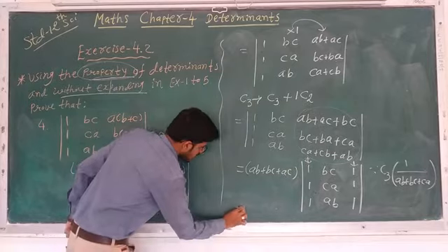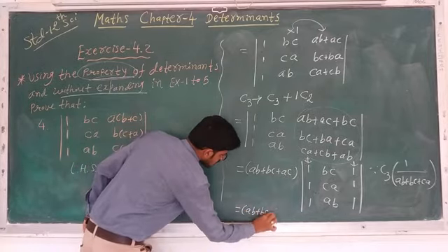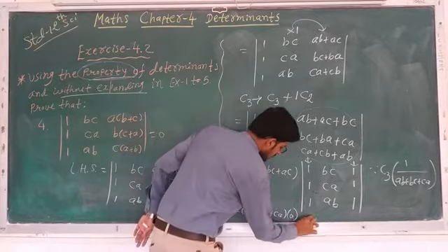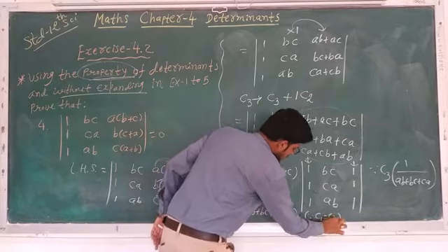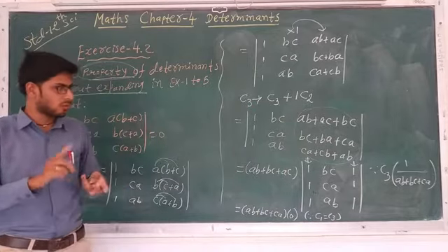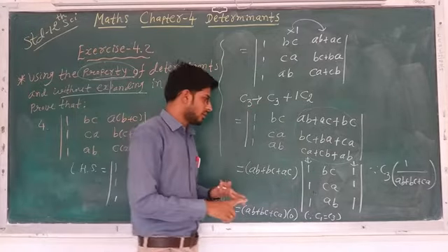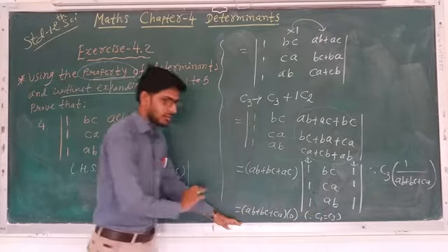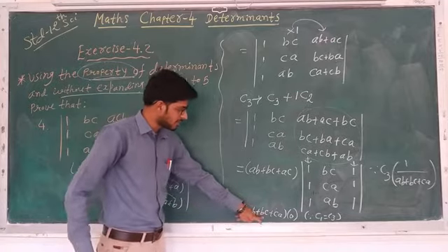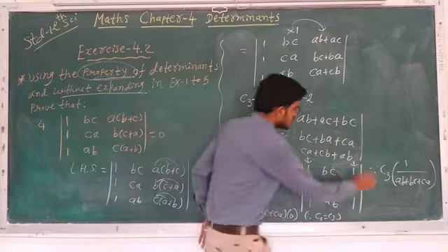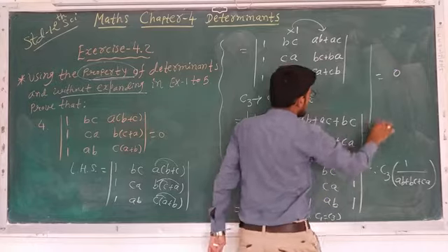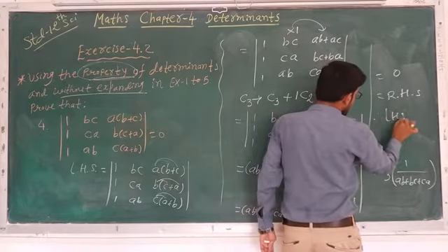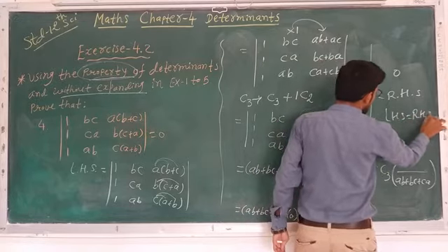So write down AB plus BC plus CA in bracket 0, because C1 is equal to C3. If any two rows or any two columns are the same, then its determinant is 0. So what is the final answer? 0 multiplied by whatever number. Okay, here 0 multiplied by AB plus BC plus CA, so the answer will be 0. So the left hand side is equal to 0 and is equal to the right hand side. Therefore, left hand side is equal to right hand side.